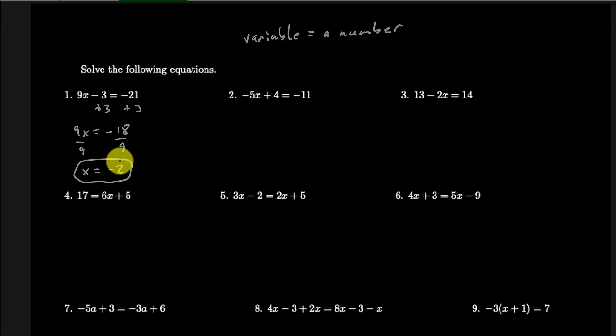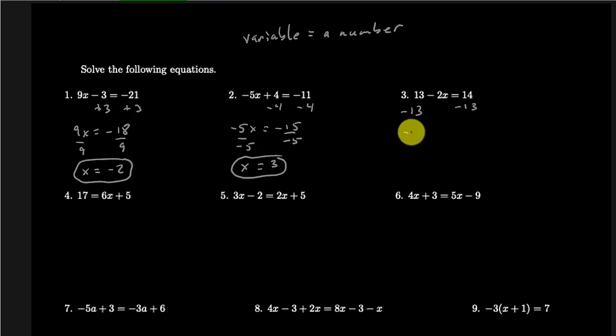All right, so for this one, another one, let's subtract 4 from both sides. So we get negative 5x is equal to negative 15. Divide both sides by negative 5. We get x is equal to 3. This one, we'll subtract 13 from both sides. And so that's going to give us negative 2x is equal to 1. Divide both sides by negative 2. We get x is equal to negative 1/2.